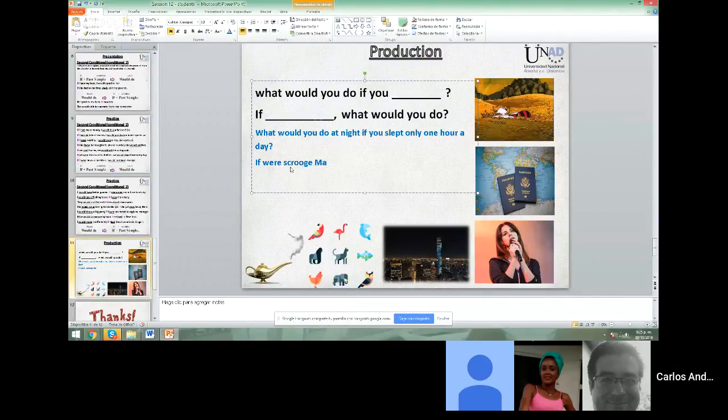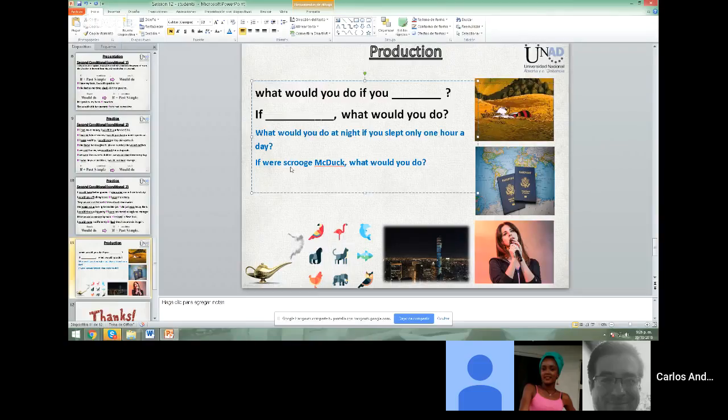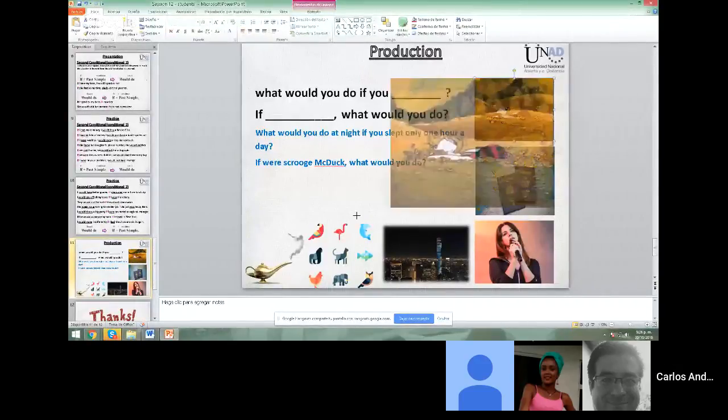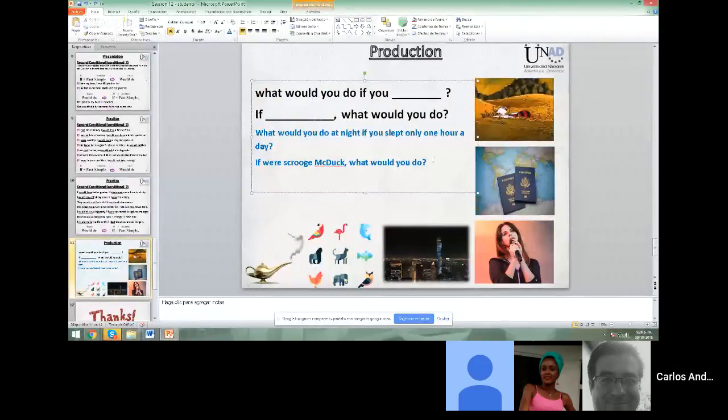A duck. If you were Scrooge McDuck, what would you do? It means if you were Scrooge McDuck, it means that if you had a lot of money. But that is a very good question, Felix. So what would you do if you had the ton of money that Scrooge McDuck has? Very good question, Felix. What about you, Viviana?